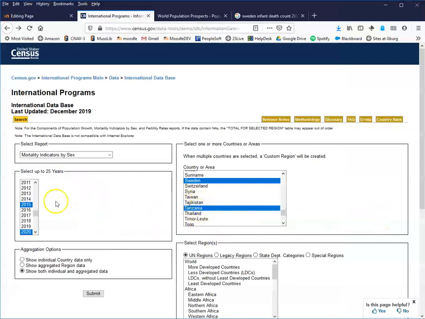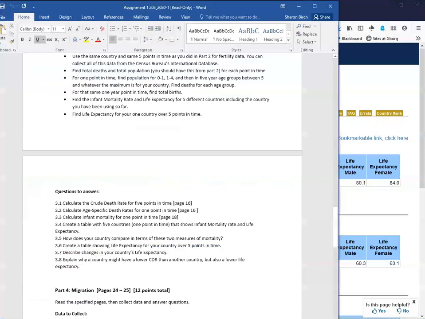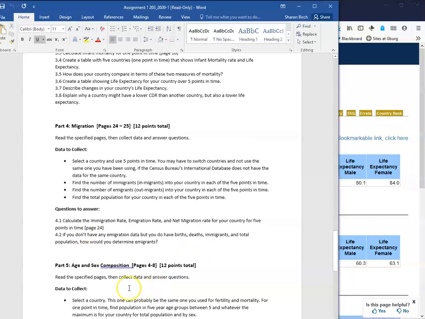I'm just going to pick two countries. 1 year in time, you'll see it makes a nice little table, here's infant mortality rate, if we wanted that over 5 years. So we see in Sweden, 2015, 2.6, and in Tanzania, 42.4. So the purpose of that is to let you make some comparisons. Other things that this assignment's asking you to do is, we've already had you find life expectancy, create a table showing life expectancy, and then I want you to describe any changes. And then I want you to think about this question. You may or may not be able to puzzle that one out, but I really want you to try to figure that out. And that is collecting data and understanding mortality measures.